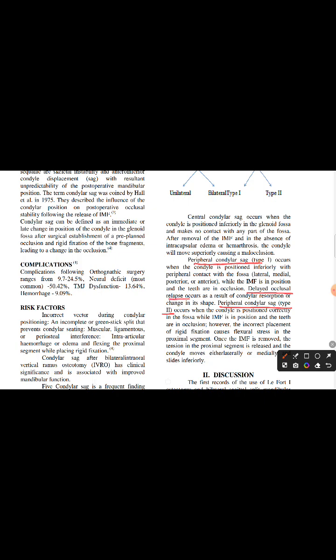Now coming to peripheral condylar sag type 2, it occurs when the condyle is positioned correctly in the fossa while the IMF is in position and the teeth are in occlusion. However, the incorrect placement of rigid fixation causes flexural stress in the proximal segment. So once the IMF is removed, the tension in the proximal segment is released and the condyle moves either laterally or medially, or slides inferiorly.